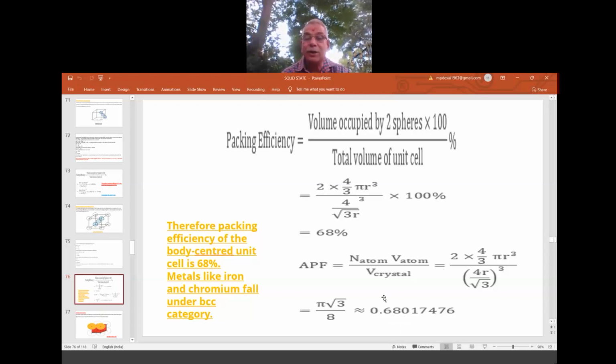So it is 68%. That means the percentage of packing in the BCC is 68. Earlier, for CCP and FCC, it was 74. Now I told you, the less the gap, the better the packing. So this is 68 packing, that is 74 packing. So packing is more in the FCC. If you compare CCP or FCC with BCC, FCC or CCP is the best packing. Okay.